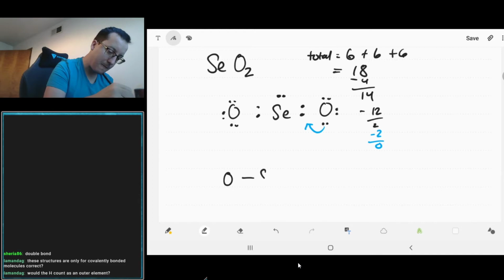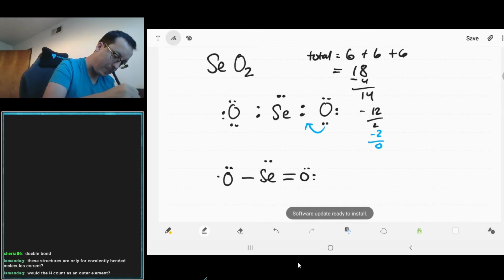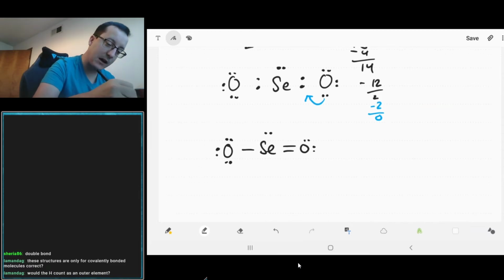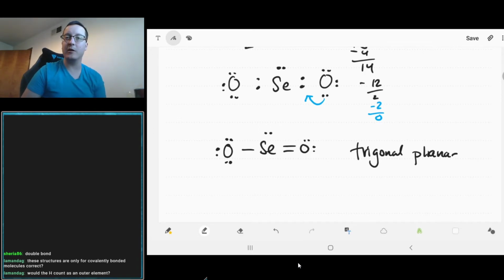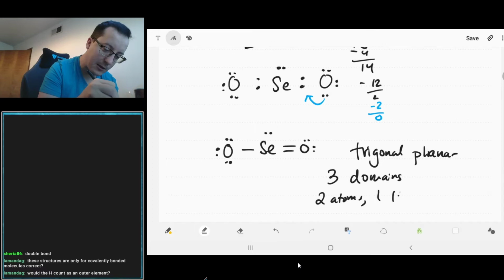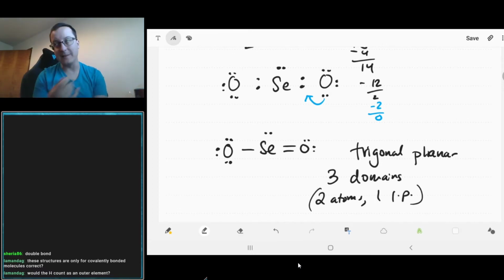And so looking at this, lo and behold, we have a trigonal planar geometry. And how the heck are we going to know this? We just look at how many things are stuck on selenium. So we see that we have a lone pair at the top, and we have two outer atoms. So that means three domains. We have two atoms, one lone pair. And that's how we're going to find a trigonal planar.